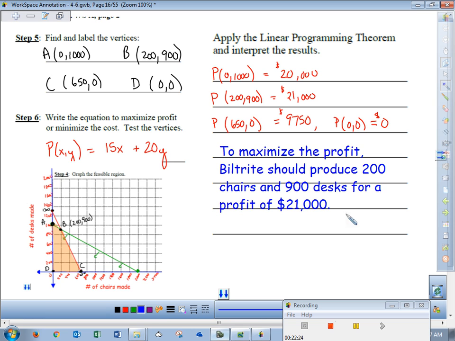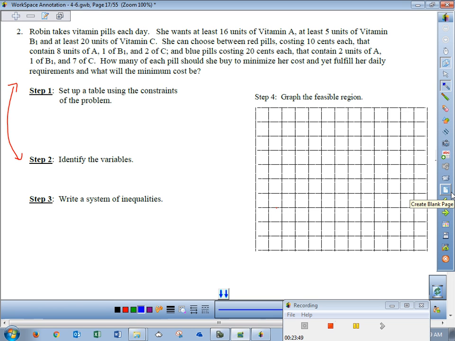So complete sentence, capital letter, period. To maximize the profit, Built-Right should produce 200 chairs and 900 desks for a profit of $21,000. Holy mackerel, that was a heck of a problem. Let's do another one and realize it's really not as complicated as you think it is.